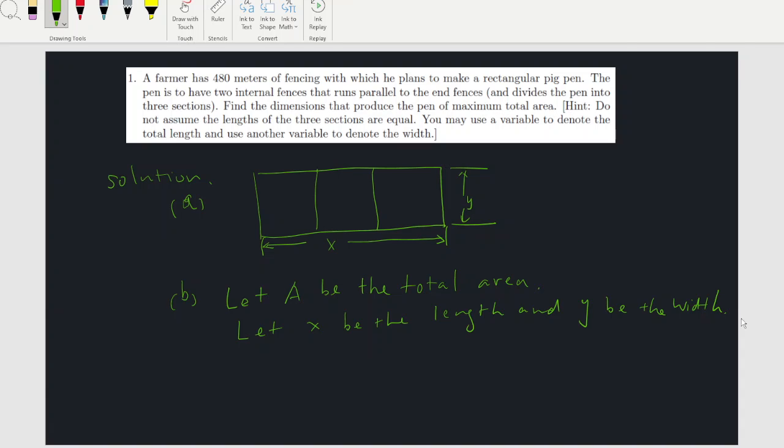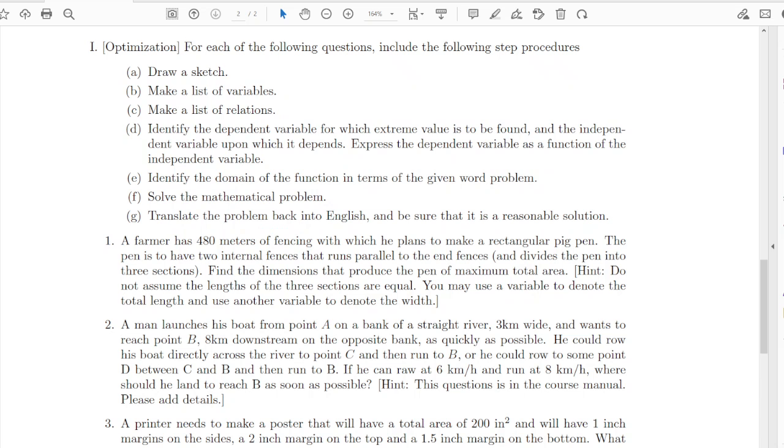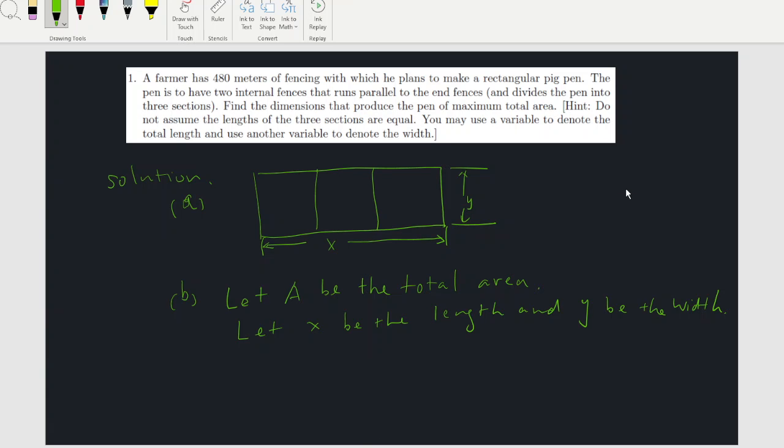And then in step C, in the next step, we are going to get as many relations as possible. In step C, we make a list of relations. It's easy to see how to write A in terms of x and y. The area of a rectangle is the length multiplied by the width. So one relation we can get is A equals x times y, right? Some people call this the objective function.